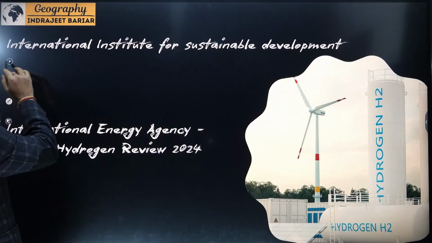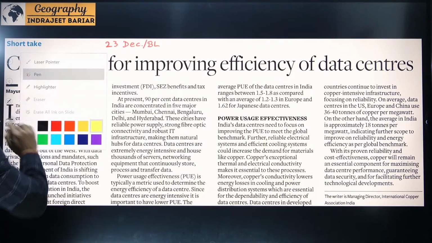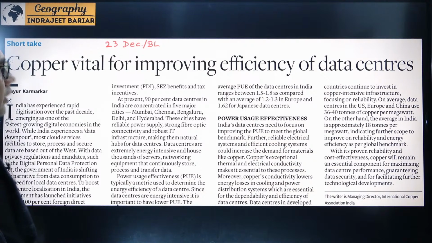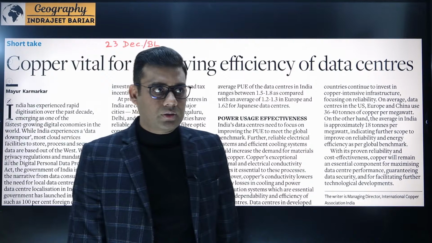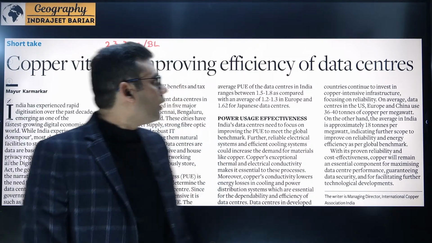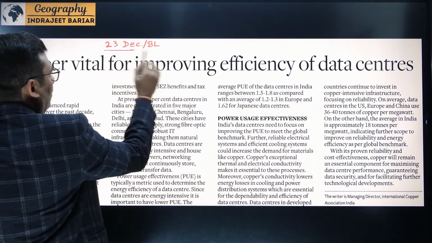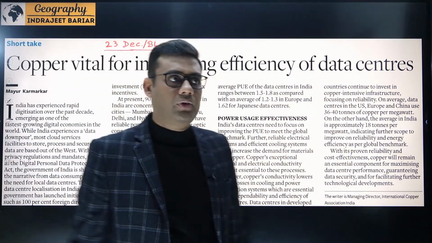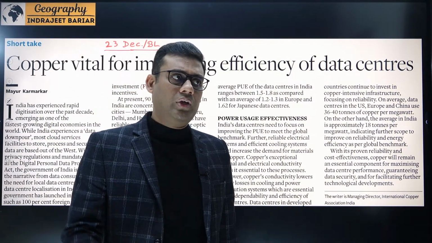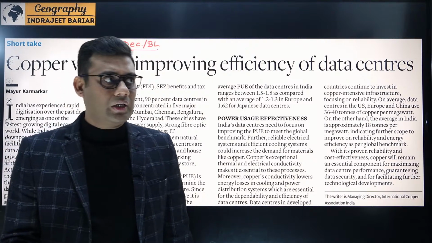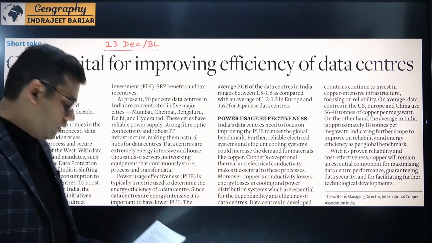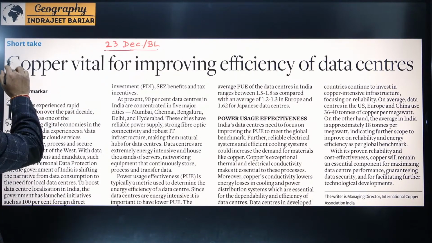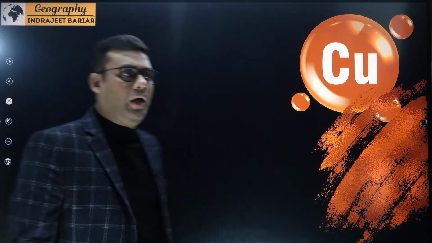After this, moving on to the next news, which was whether copper is vital for improving efficiency of data centers. Over here again, this news, dated 23rd of December, Business Line newspaper has covered it. And majorly, we are going to deal here with this element, copper. Copper as an element has become very important in the present time.